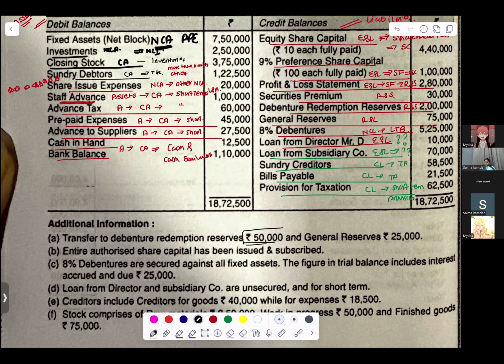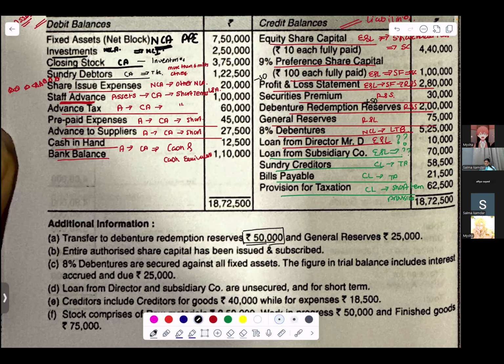From where will it go to DRR? From net profit, from the profit and loss account. And where will you add? To the DRR. So you remove from profit and loss account and add to DRR. When you're making your reserves and surplus section, you will write your profit and loss account 280,000 minus 50,000 transfer to DRR. When you write your DRR, you will write 200,000 plus 50,000 transferred from PNL. Are you with me? Okay.